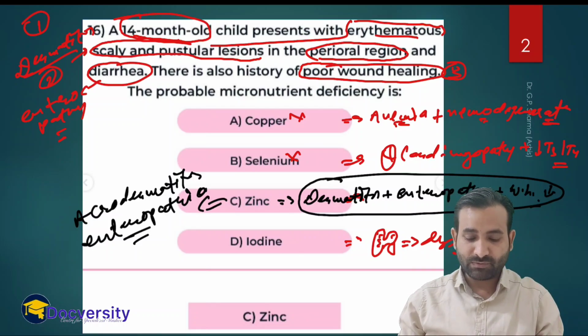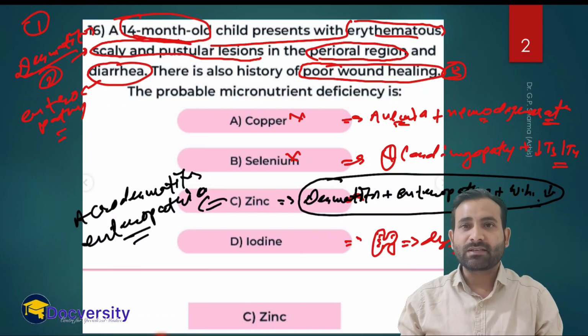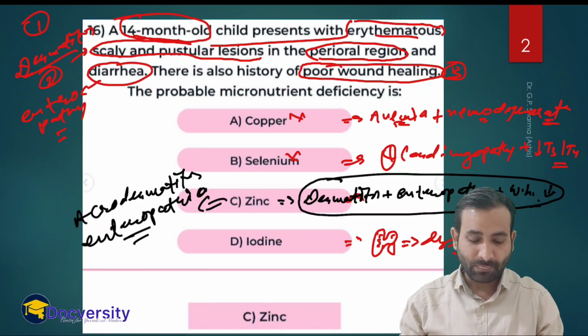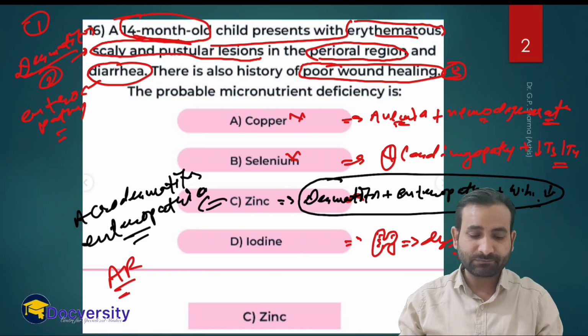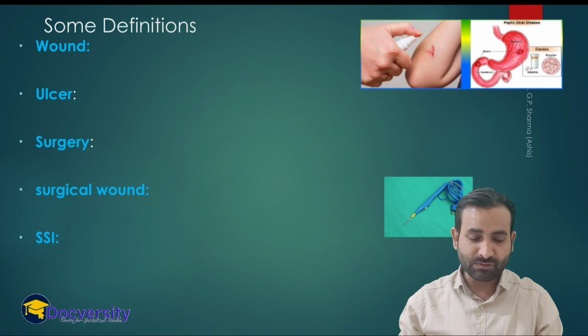So this is the condition of what? The zinc deficiency. This is an inherited disorder, congenital, autosomal recessive. In which there will be congenital zinc deficiency. Is that clear? Let's go forward with some of the terminologies over here.